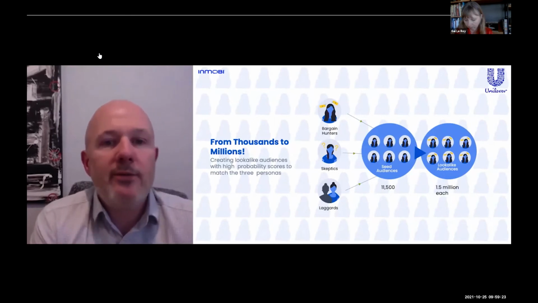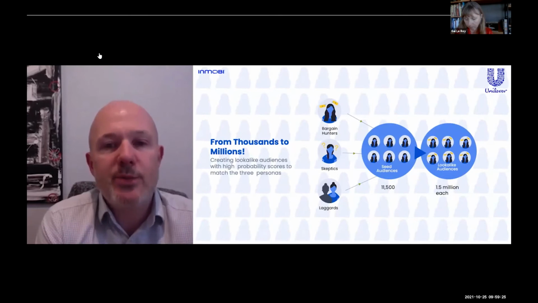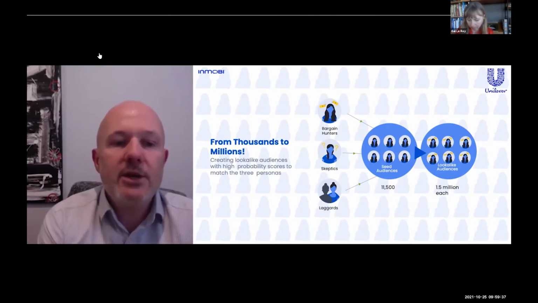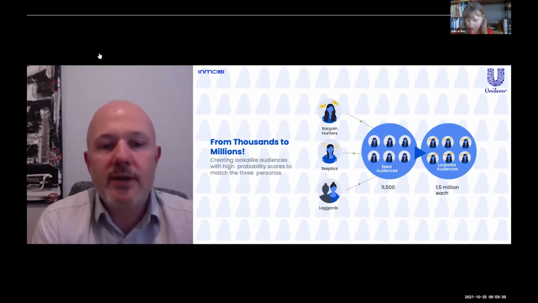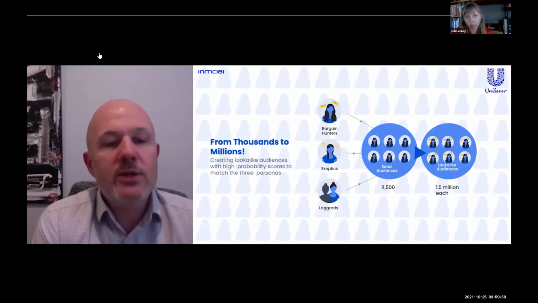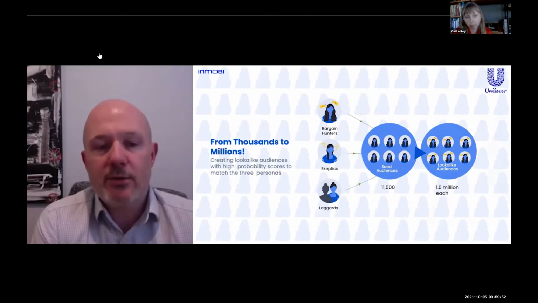InMobi's machine learning platform used over 2,000 different attributes to create lookalike audiences. These were based on aspects like geolocation context, device app ownership, demographic data, user search history, and physical store data. From the initial 11,000 Pulse survey respondents, which represented the seed audience, InMobi amplified the reach of the campaign to 1.5 million unique users in each cohort. And these always-on audiences were updated in near real time.